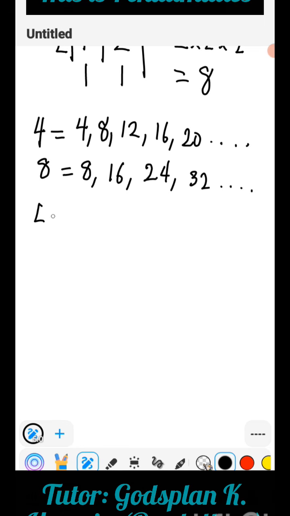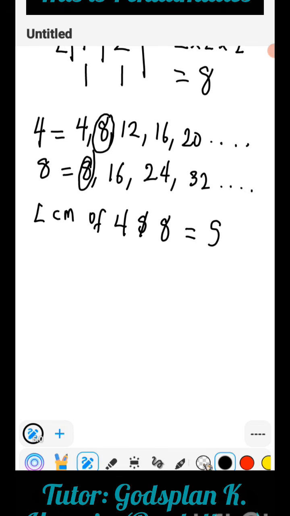So to find the LCM of 4 and 8, remember LCM means lowest or least, the smallest common multiple. Of course, the smallest common multiple here is 8. You can see it. That's the lowest, the least, the smallest of all the common multiples. So the LCM of 4 and 8 is 8.